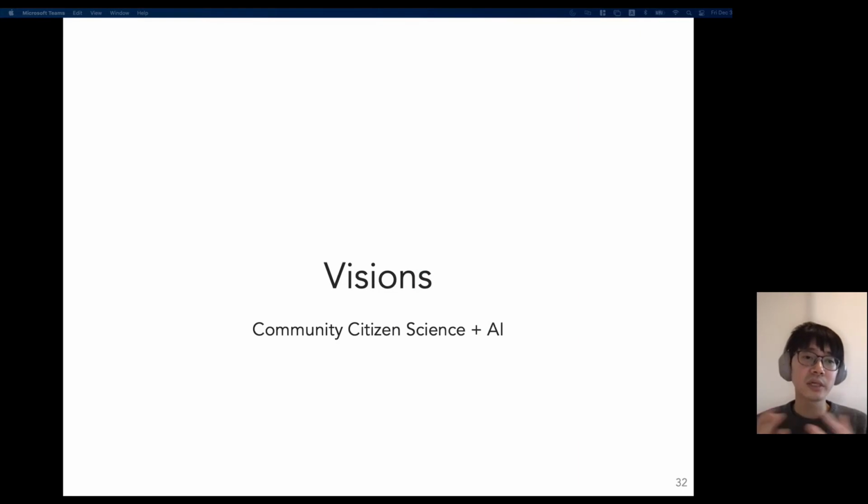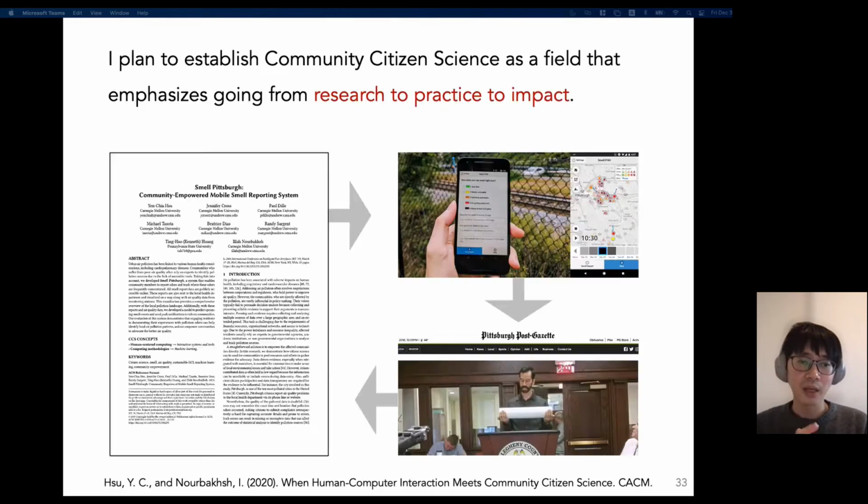Okay, so these are the 3 systems, and let me talk to you about the future visions. This is how I imagine the community citizen science and AI direction could go. The first thing is I think community citizen science can be a field that connects computing research to deeply grounded research, to practice, to impact. People can build systems and then build projects to work with local citizens, and then we deploy that and evaluate the impact, and then we do research, and then it forms a cycle. That's something that I imagine as a vision.